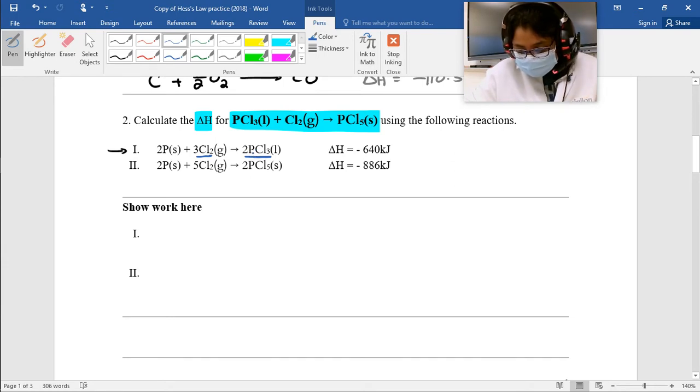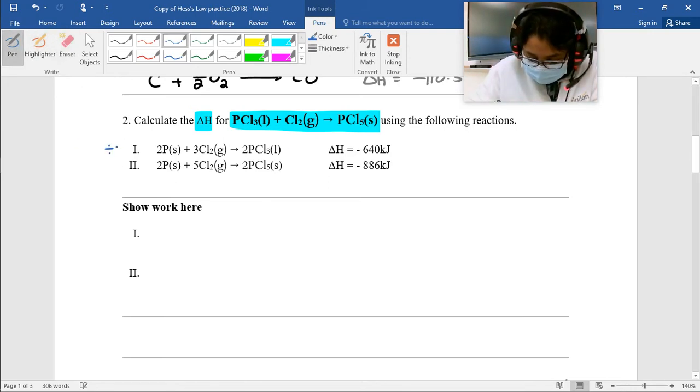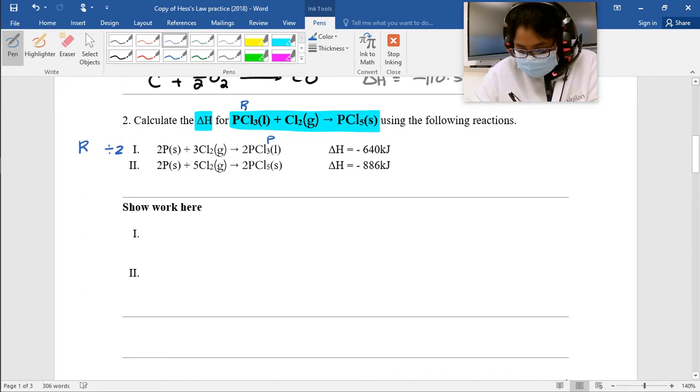So the second question, is it the correct number of things? No, it's not. How do you get to the correct number? You have to divide the whole equation by 2. And then the third question, is it on the correct side? It's not. Here the PCl3 is a reactant and over here it's a product. So I have to now also flip it or reverse the equation. So I have to reverse and divide by 2.